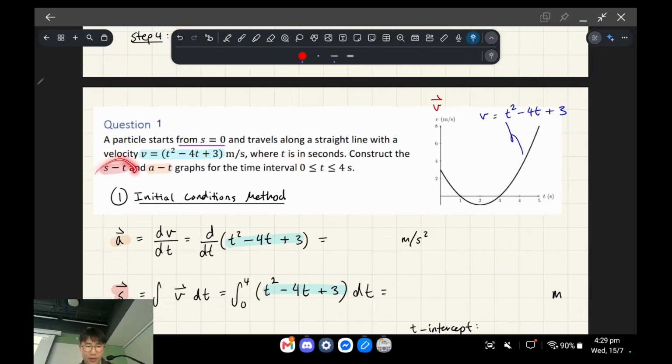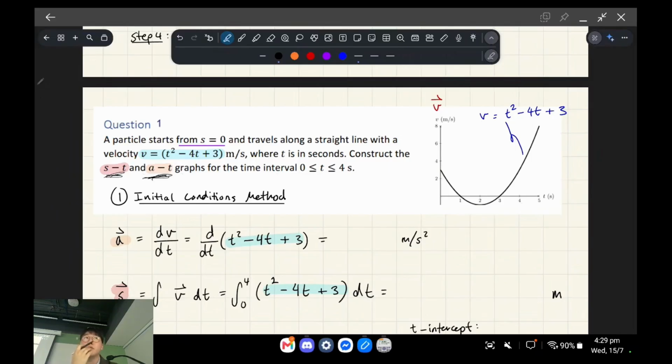Construct the displacement versus time graph and the acceleration versus time graph between the time interval of 0 to 4 seconds. What you see in this graph is between 0 to 5 seconds, but we just construct between 0 to 4 seconds for the displacement versus time and acceleration versus time graphs.